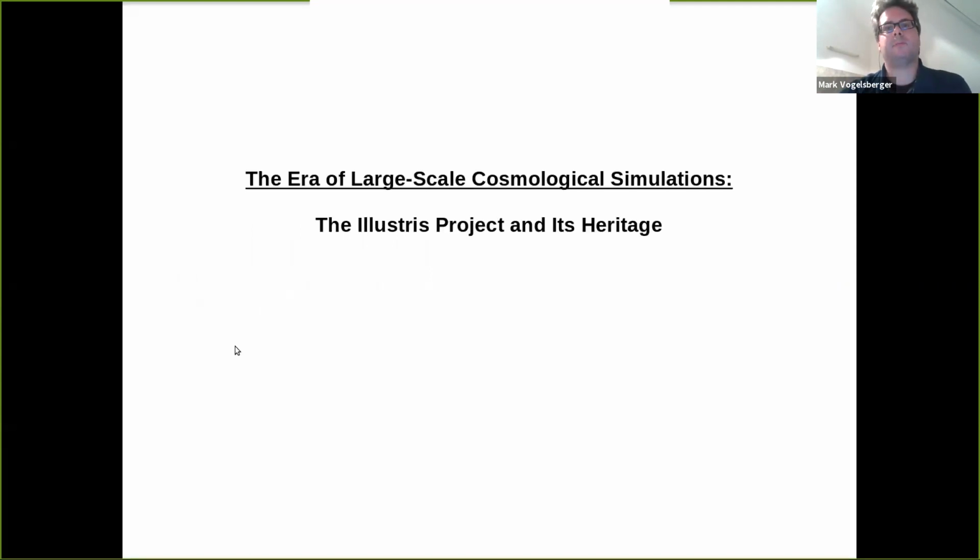So let's get started with these large-scale cosmological simulations. This topic is pretty much related to the Illustris project. I should say, as a disclaimer, that a lot of the results I'm showing here are heavily biased toward our group. Of course, there are a lot of other groups that have also done excellent work, but I'm mostly focusing on our group.